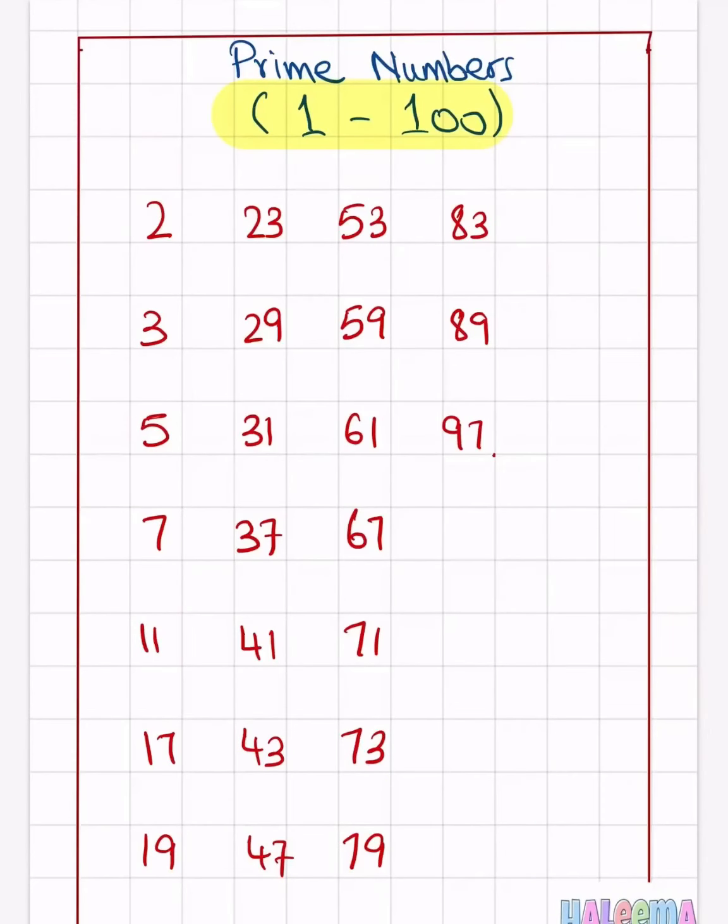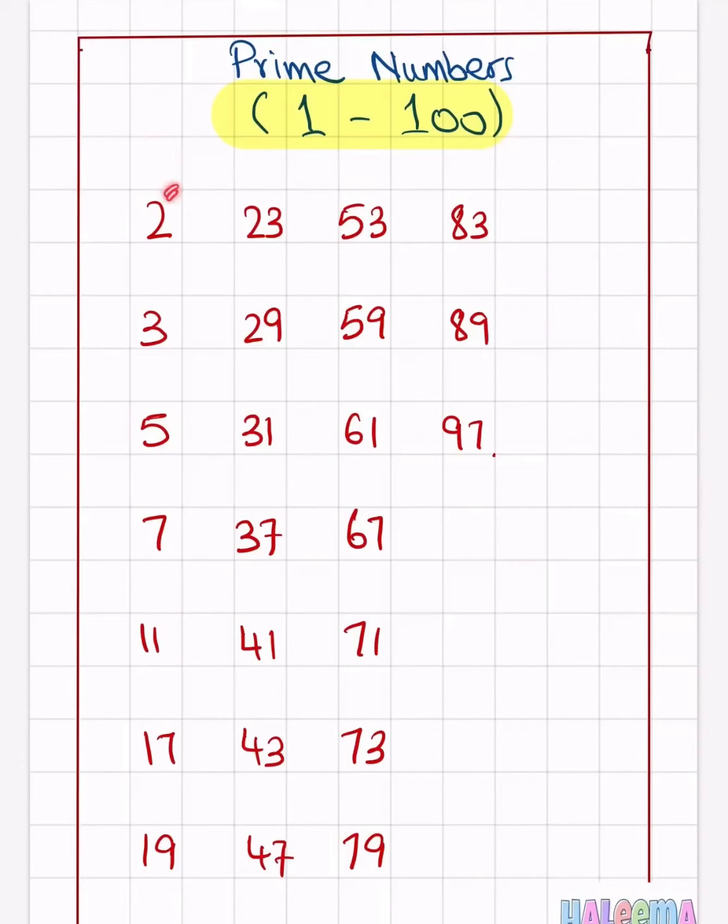All right, these are all the prime numbers from 1 till 100. I've jotted them down for you. If you learn them by heart, you don't need to learn the composite numbers. You know what composite numbers are? Numbers that are not prime numbers. Numbers that have more than 2 factors.